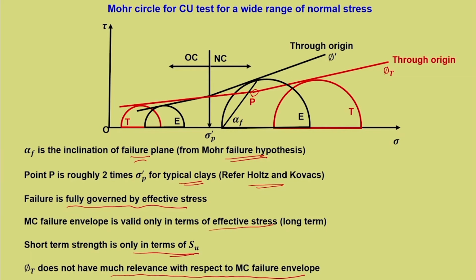Now, what is the relevance? We will not talk about phi t much. The reason is, for defining the failure bound, we tend to use only effective stress, and hence the Mohr Coulomb failure envelope in terms of effective stress only is important.